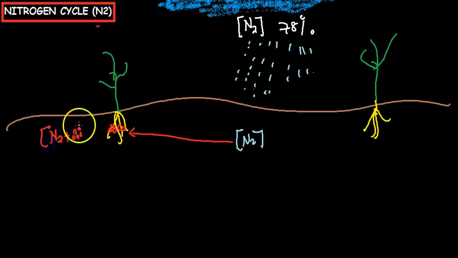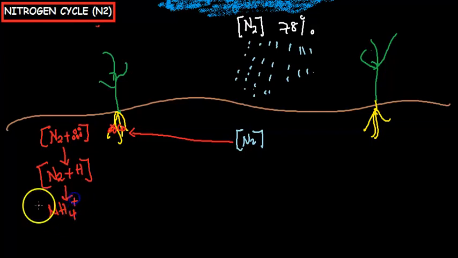What happens at this point? This helps the nitrogen to combine with what? Hydrogen. Nitrogen will combine together with hydrogen, and this will produce ammonium, which is NH4 plus ions.